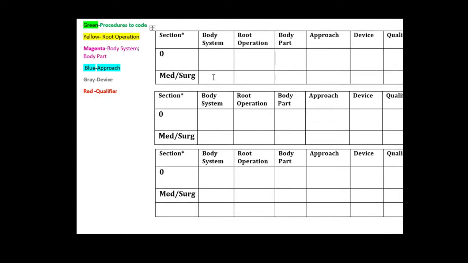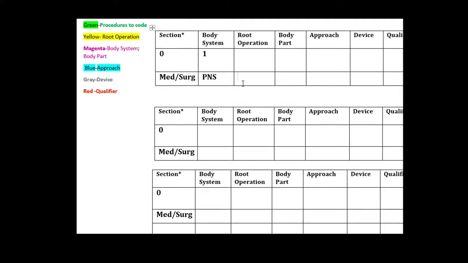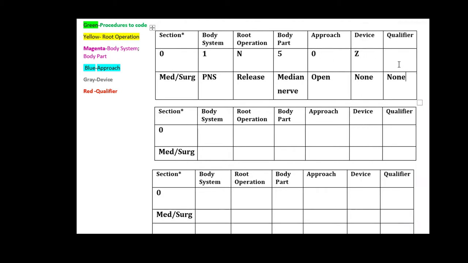So going back up to our table here, just to be sure we understand it. Peripheral nervous system is our body system, 1 is the value. Root operation is release. Your body part is the median nerve, which is 5. Your approach is open, which is 0. No device, no qualifier. So now you've got your first PCS code, the carpal tunnel release.